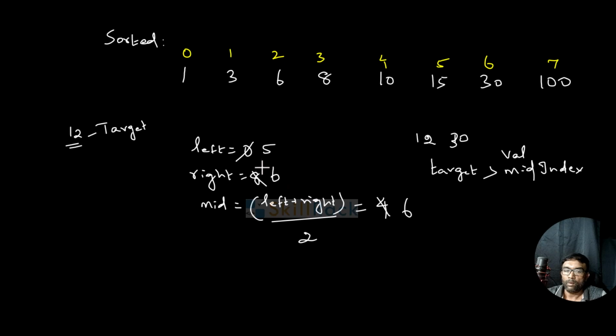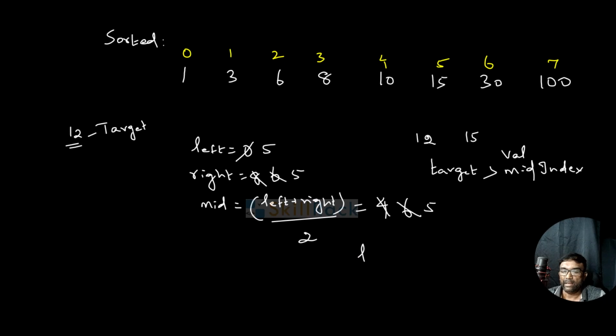Fine. Now again you have to recalculate. Mid is equal to left plus right, 11 by 2, which is nothing but 5. What is the value at index 5? It is 15. Is the target greater? No, the target is smaller. So we have to update right with mid. So right will be 5.